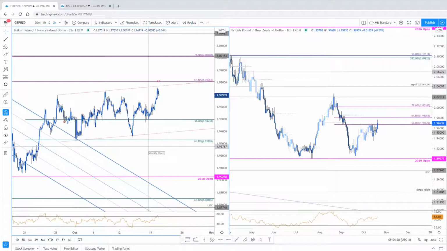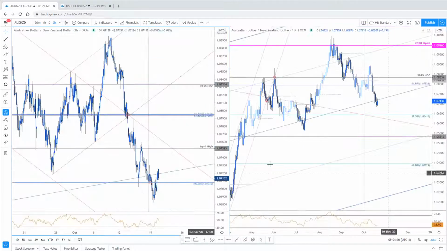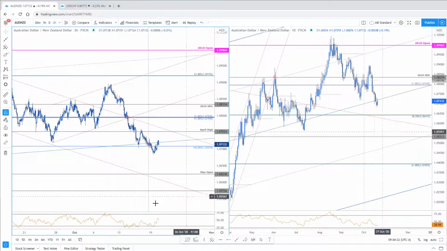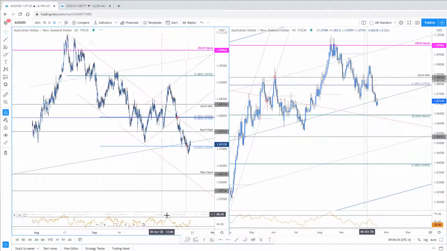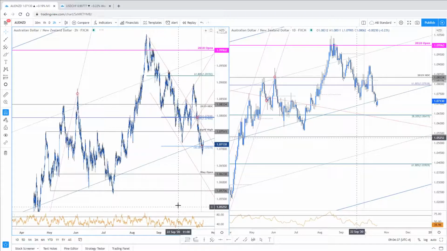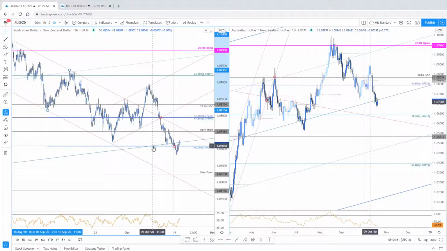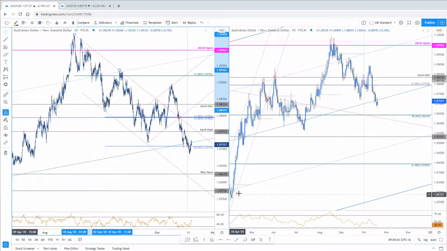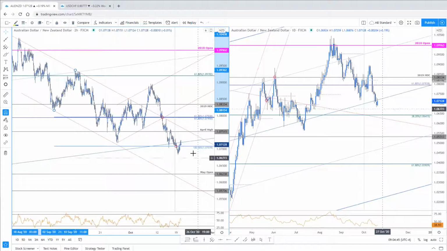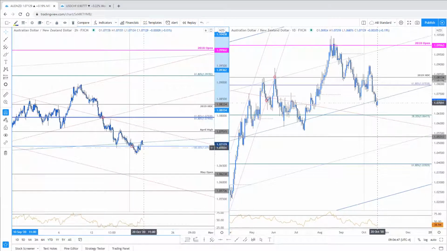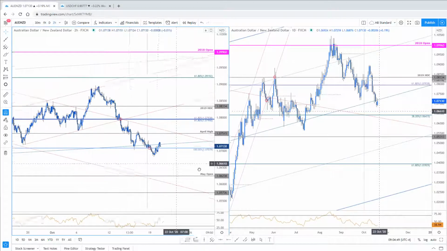Aussie Kiwi looks like this. Aussie Kiwi is another one that we were looking at because of the disparity that we were seeing in both of those teams sort of getting heavy, or both of those pairs rather getting heavy. Here's the 107 level. That was our last level, the 100% extension. Really nice target for the decline. It's holding, right? But the weekly opening range is right here. This is even tighter.